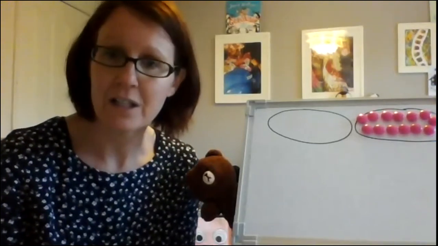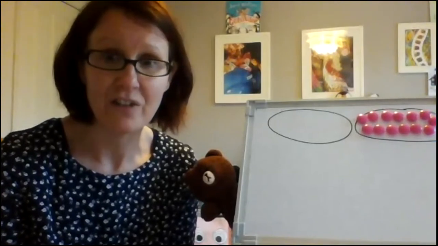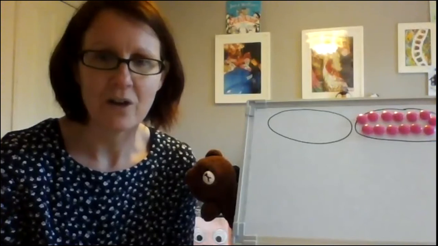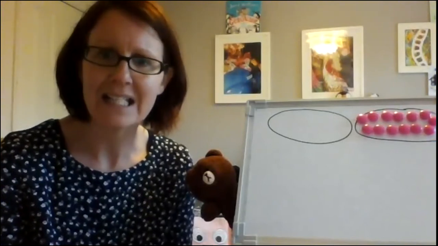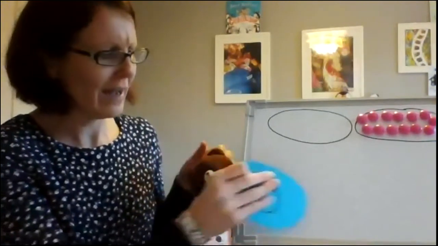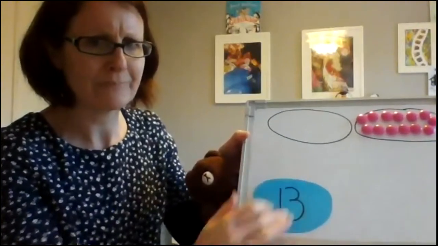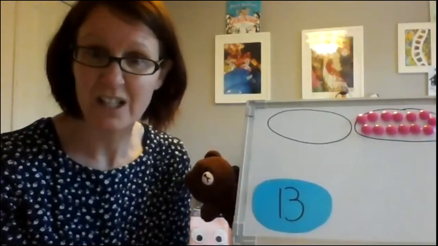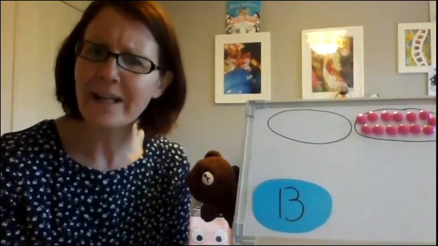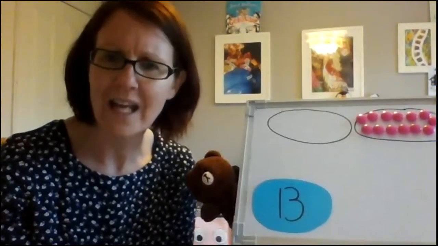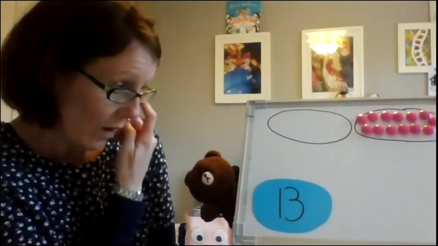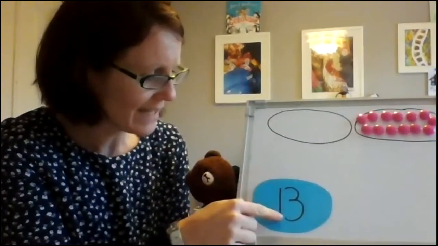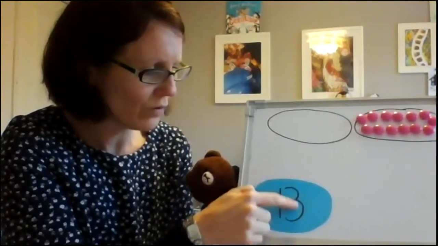So the first thing we're going to do is actually partition the number 13. Okay, and we're going to partition it, as always, to start off with, into its tens and ones. So let's look at the number 13. There it is. Now, it tells us very nicely how many tens and how many ones it has. So let's have a look at the number. Right, so here is our tens number and here is our ones number.